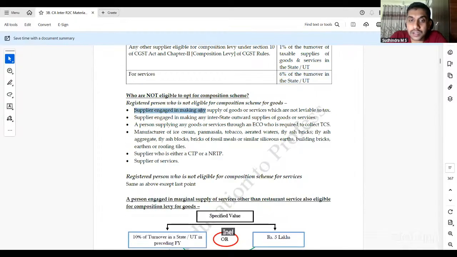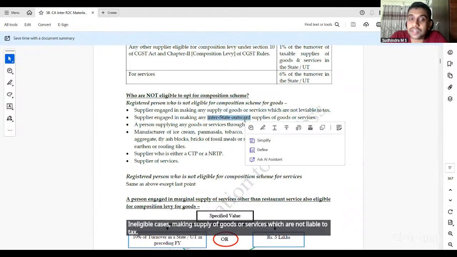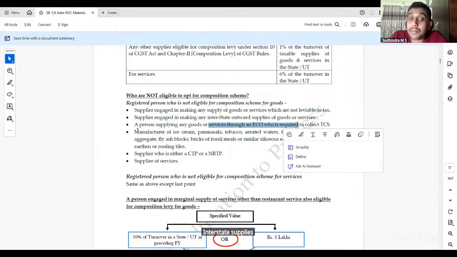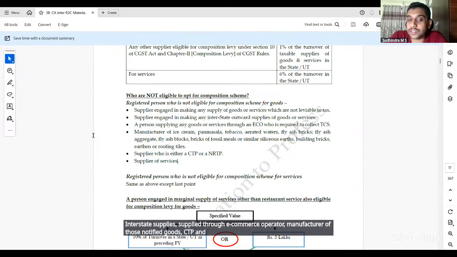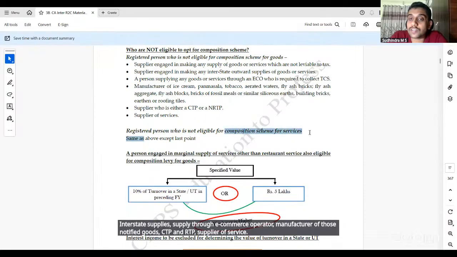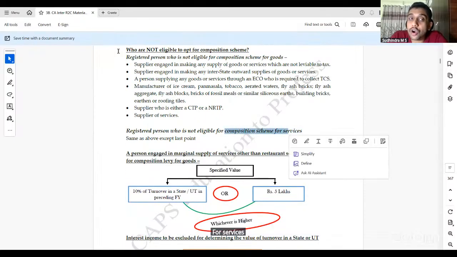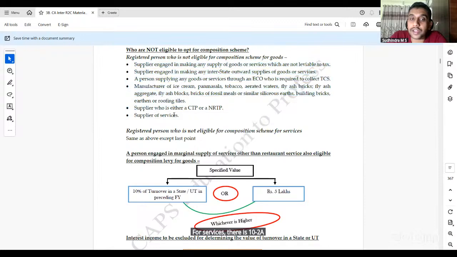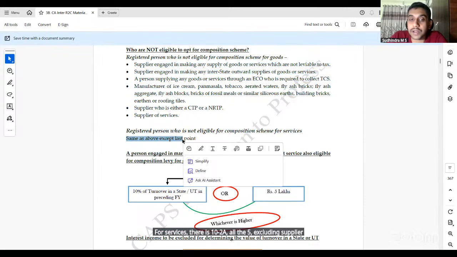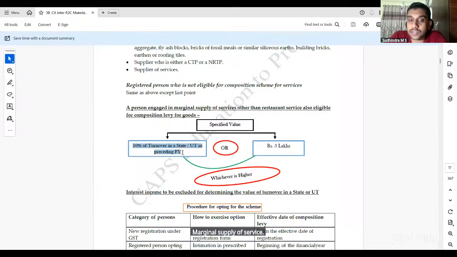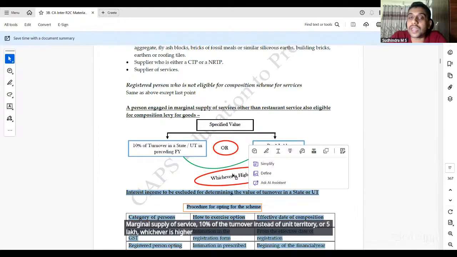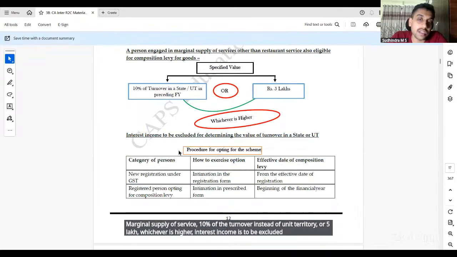Ineligible cases: making supply of goods or service which are not leviable to tax, interstate supplies, supply through an e-commerce operator, manufacturer of those notified goods, CTP and RTP, supplier of service. For services, that is 10-2A, all the 5 excluding supplier of service. Same as above, except the last point. Marginal supply of service, 10% of the turnover in the state or union territory or 5 lakh, whichever is higher; interest income is to be excluded from this as well.